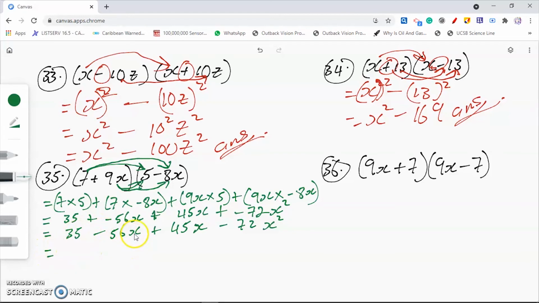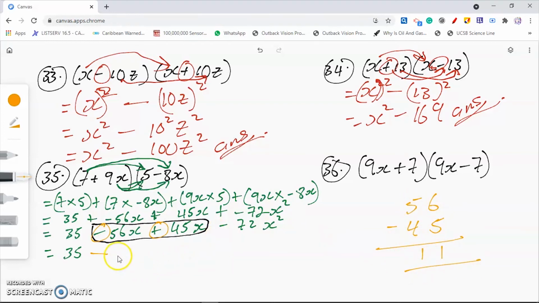Simplifying, we would get 35. Bring down the 35, and then we have this expression in the middle there. This expression can be simplified because the two terms are alike terms. So negative 56x plus 45x. The signs are different, so we have to subtract the smaller number from the larger number and keep the sign in front of the larger number. So our answer would have a negative. And then 56 subtract 45: 6 subtract 5 is 1, 5 subtract 4 is 1. So we get 11, so that's negative 11x, because the larger number is negative. So 35 minus 11x.